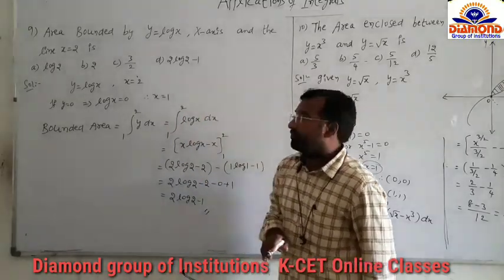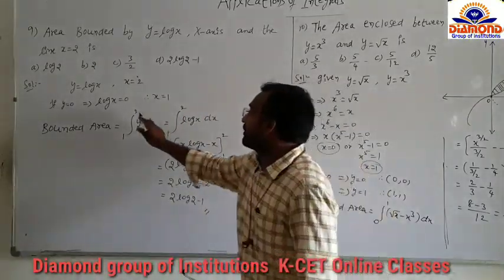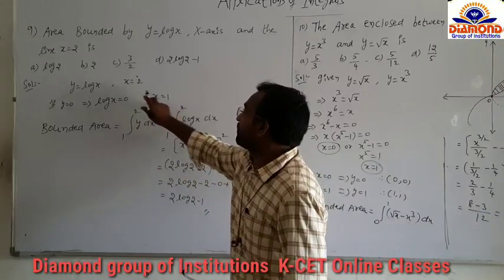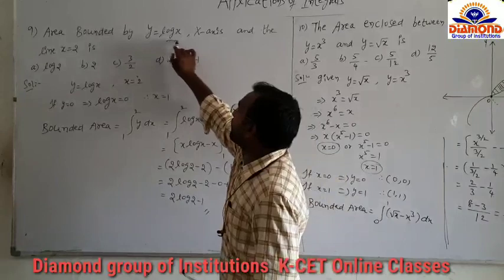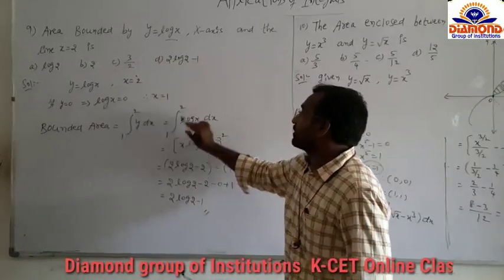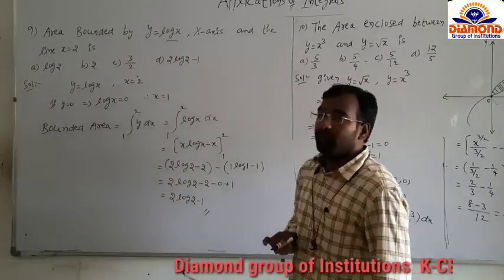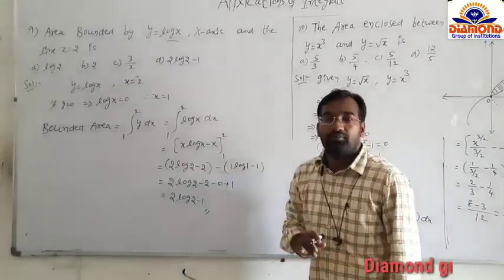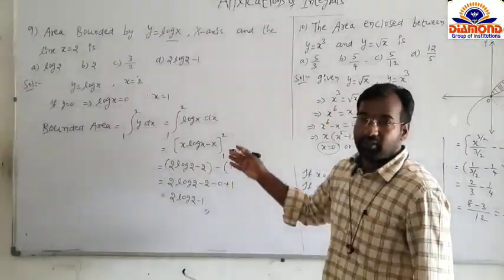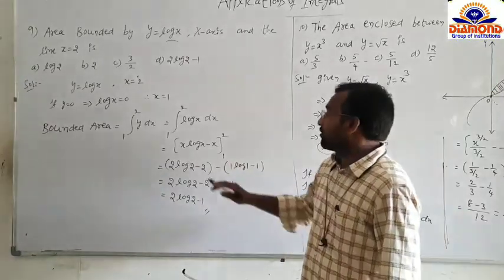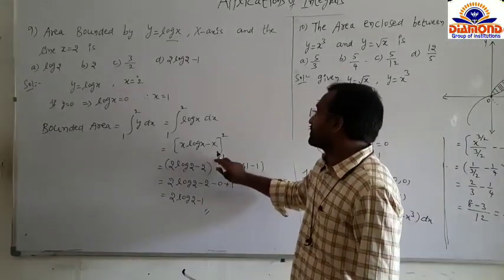Another limit came. So bounded area is integration 1 to 2 y dx. Here y is nothing but log x. So integration 1 to 2 log x dx. Already you know integration of log x formula, x log x minus x. By using by parts we calculated. So x log x minus x, limits are 1 to 2.